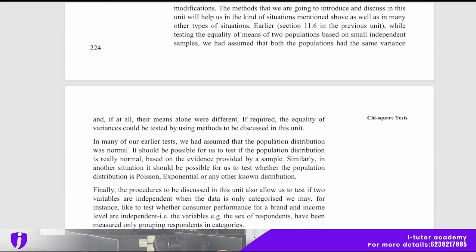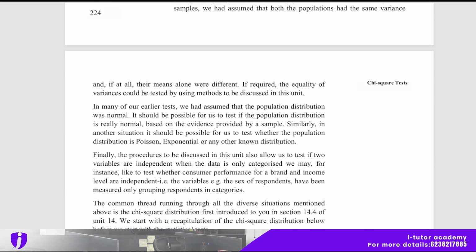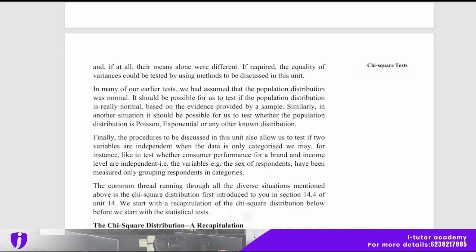And in many of our earlier tests, we had assumed that the population distribution was normal. It should be possible for us to test if the population distribution is really normal based on the evidence provided by a sample. Similarly, in another situation, it should be possible for us to test whether the population distribution is Poisson, exponential or any other known distribution.